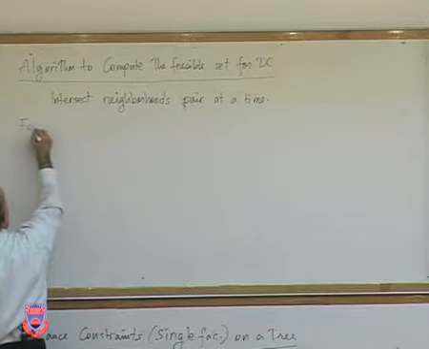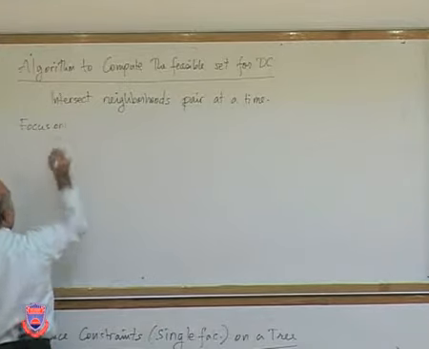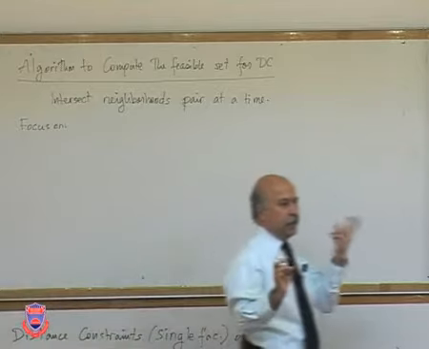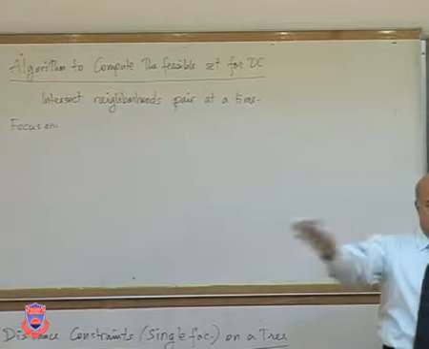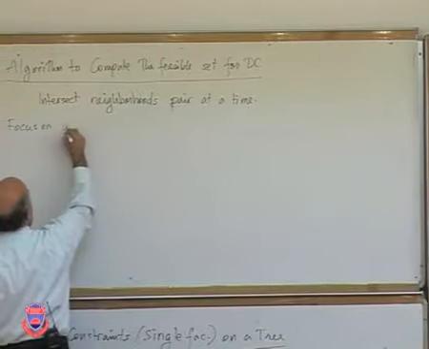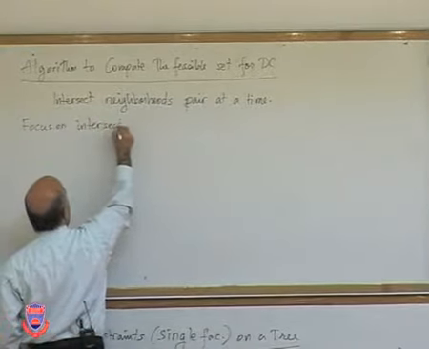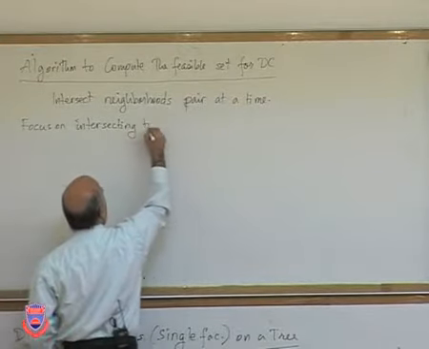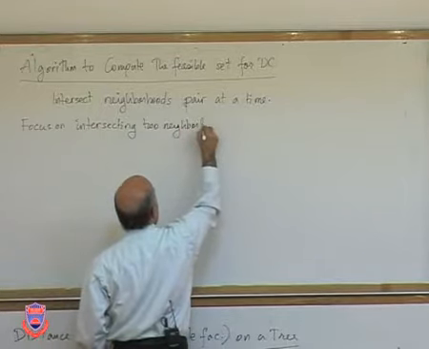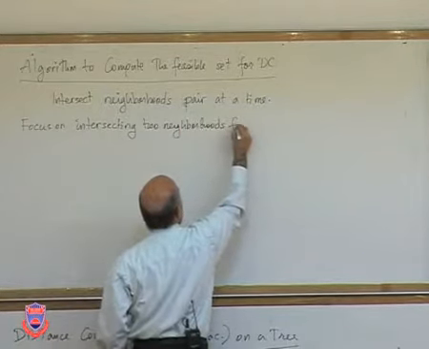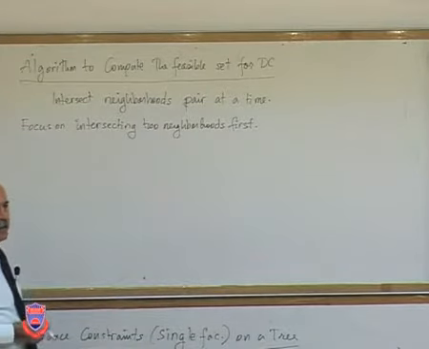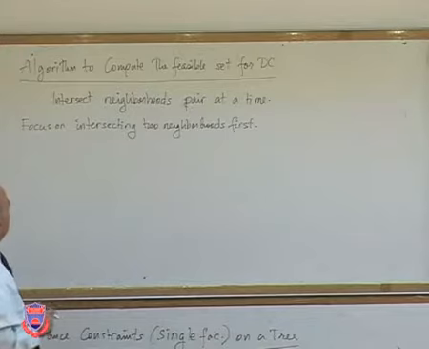So right now, let's just focus on intersection of two neighborhoods. How do we handle intersecting only two neighborhoods? Forget a set of n neighborhoods. Focus on intersecting two neighborhoods first. If you know how to handle this, then you can repeatedly do this to handle the entire intersection.